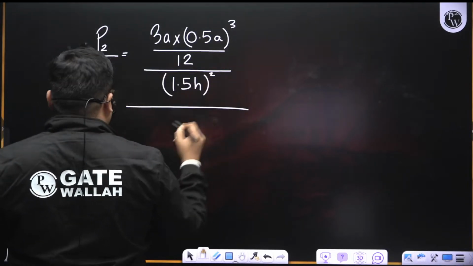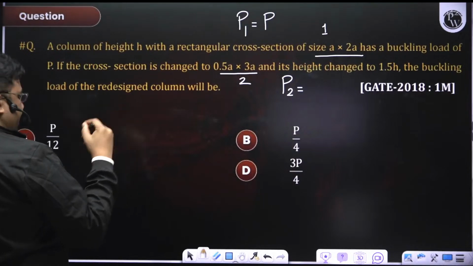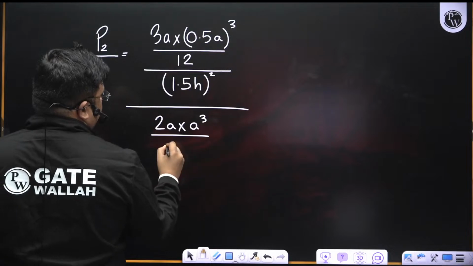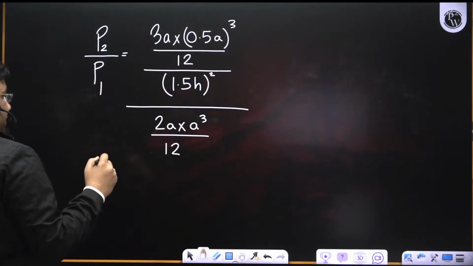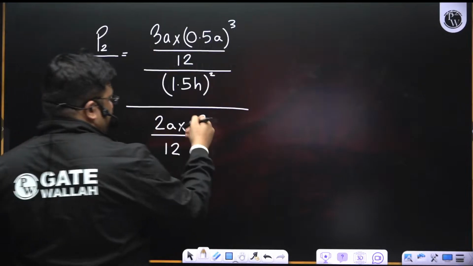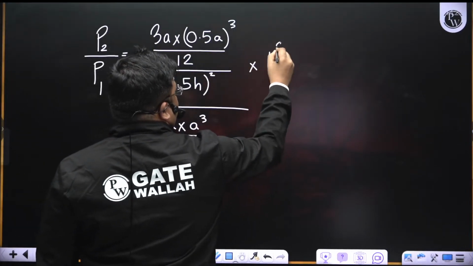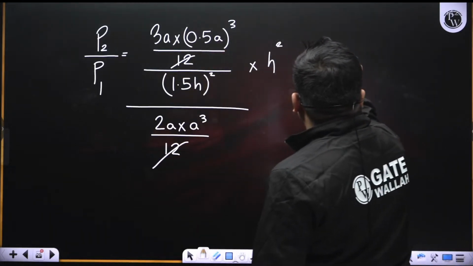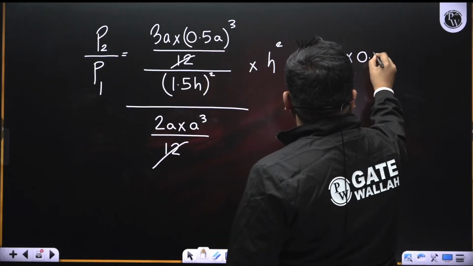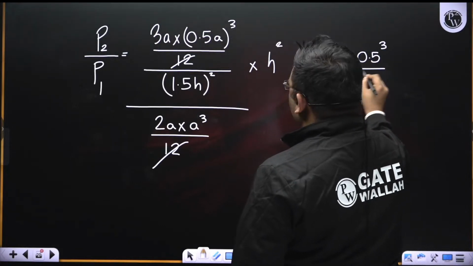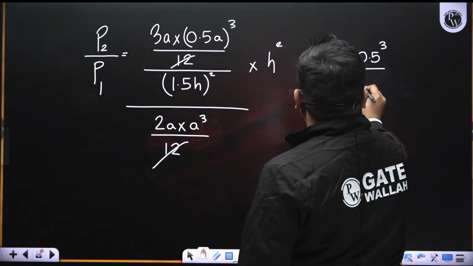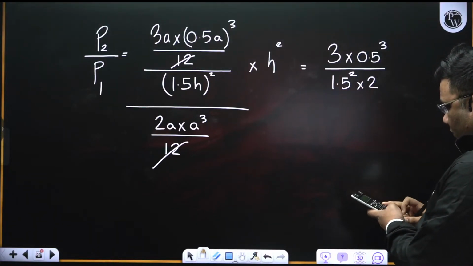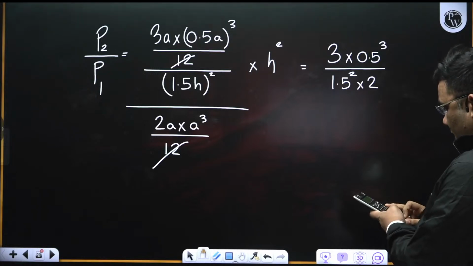Then divided by, for column 1, it will be 2a into a cube by 12, and then I'll divide it by the effective length square. Effective length will be h, so h square will be there. Now we can solve this very easily. 12 will get cancelled, a cube will all cancel, so this will be 3 into 0.5 cube divided by 1.5 square divided by 2.